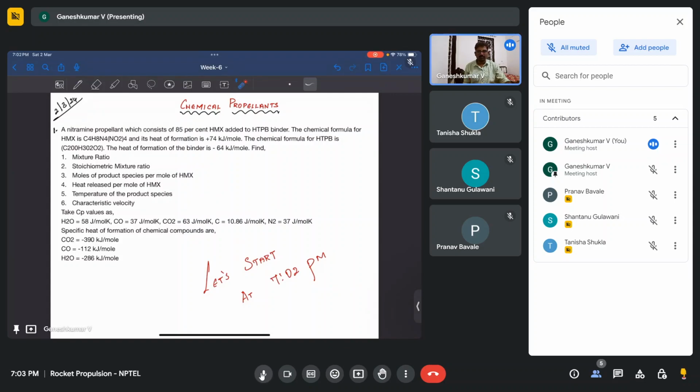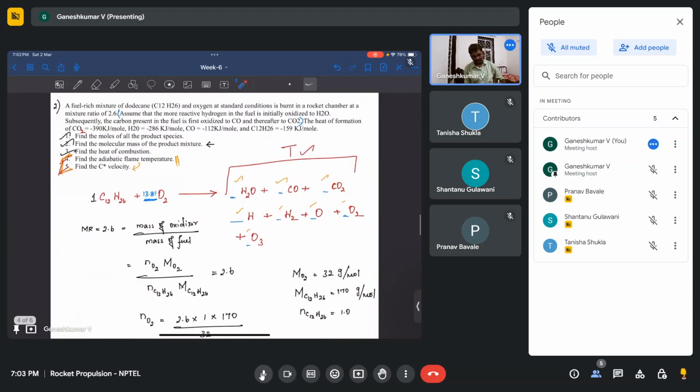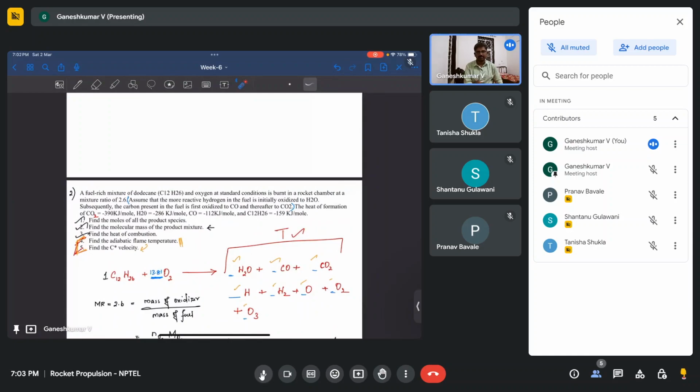If you remember last week, we did a problem where we stopped in the middle. We didn't find the adiabatic flame temperature, and we also didn't find the characteristic velocity. So if time permits, we'll try to complete it. Since today we are anyway going to talk about adiabatic flame temperature and C star, if time permits, we will solve this also. If not, I will leave it up to you to solve.